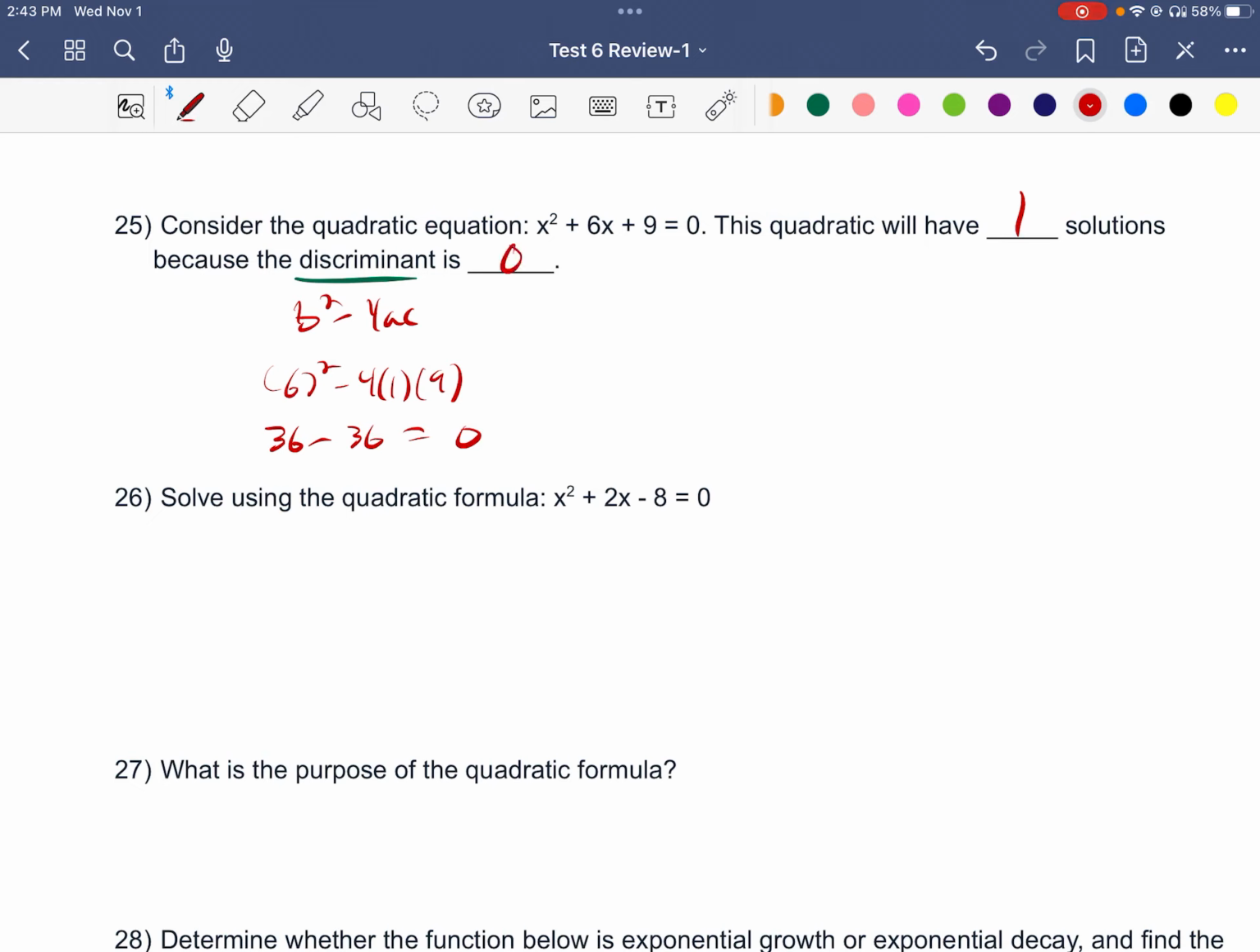If the discriminant's positive, you have 2 solutions. If it's negative, you have no solutions.